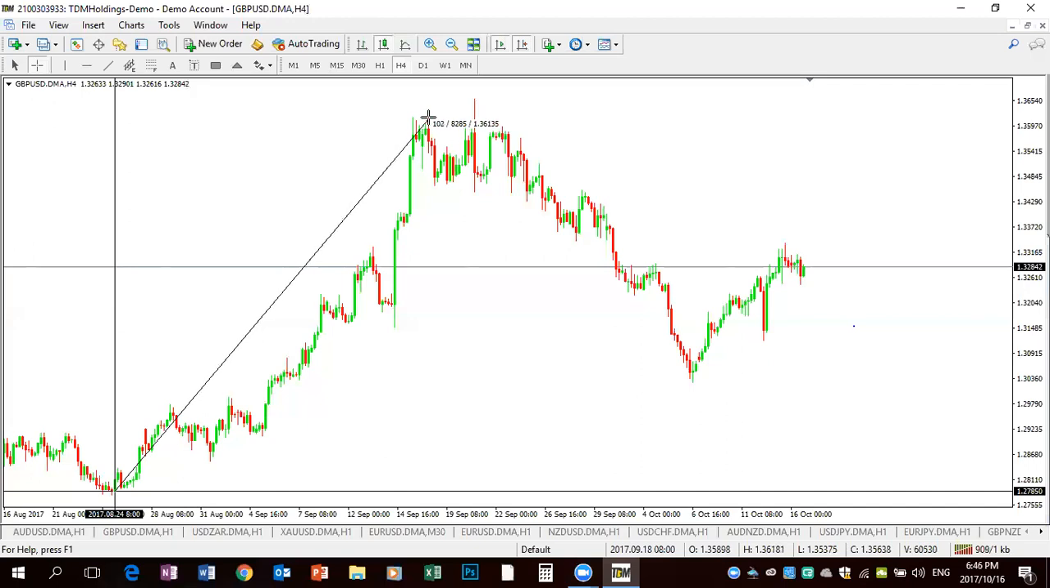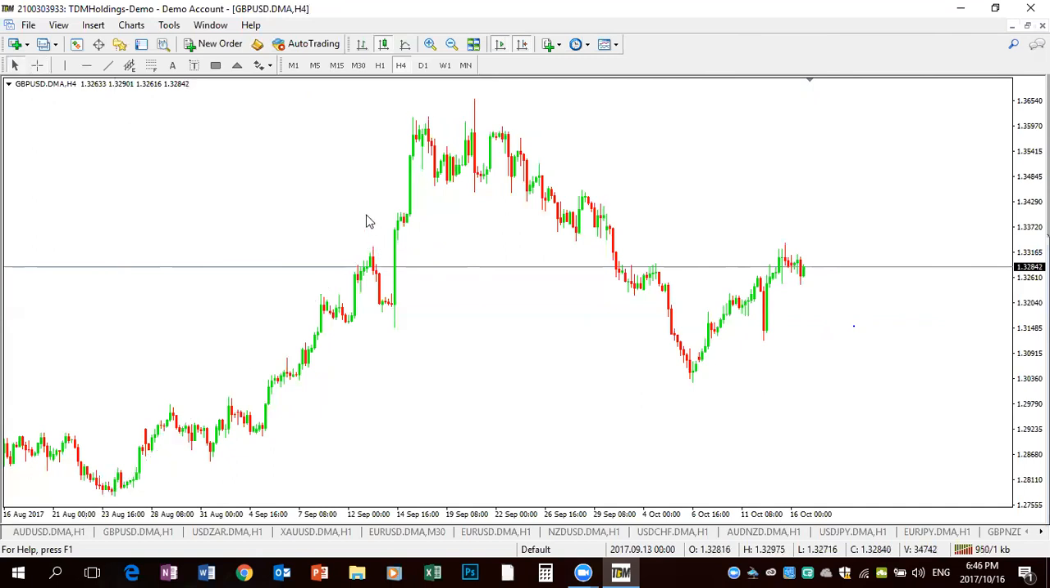Okay. Now I have 828 pips. If I just drag it down, how many candles are involved in this measurement? I have 84 candles. And how many pips? It's 542 pips. And the price is 1.33276. That is my crosshair.